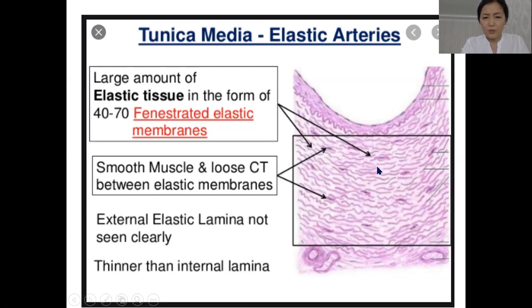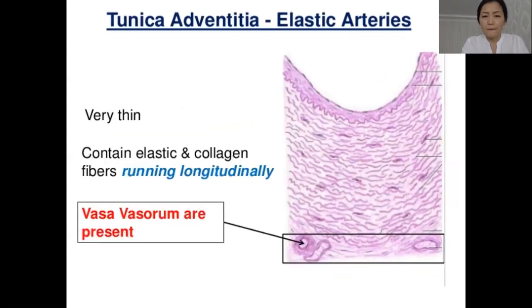Loose connective tissue is present between the elastic membranes, this part. External elastic lamina is not clearly seen here. The external elastic lamina is thinner than the internal, but the internal and external elastic laminae in elastic arteries are not clearly distinguished. This is a difference.